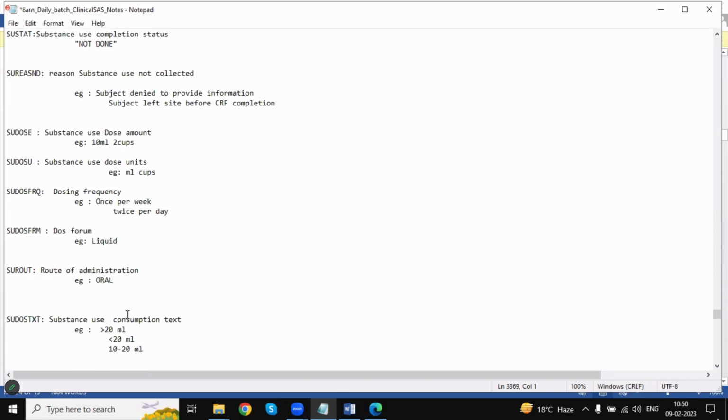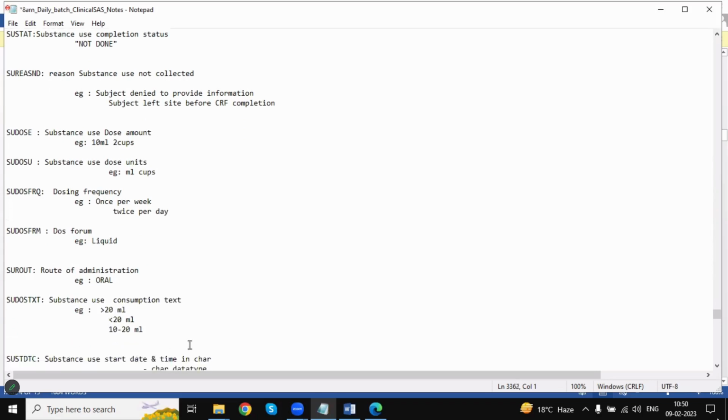Dose text, substance use consumption text in description form. For example, if they did not mention it exactly as a standard number, but gave greater than 20 ml, less than 20 ml, or 10 to 20 ml, like this in the form of description or ranges, if they gave the dose amount detail, you have to capture it in the dose text variable.